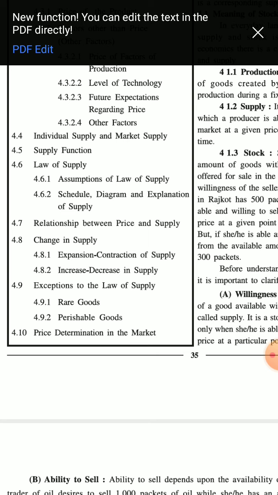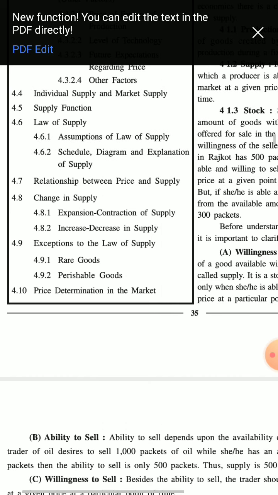Then law of supply. There you studied the law of demand. For the law of demand, assumptions are required, diagrams are required, and a schedule, that table, is required. What is the relationship between price and demand? You have studied that there is a direct relation. What is the relationship here between the price and the supply?